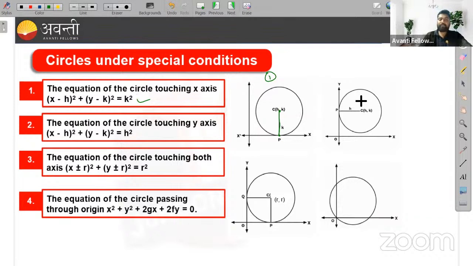Simple. Similarly, if the circle touches the y axis, then the radius will be the x coordinate, because to reach this point I need to move on the x axis from P to C, h length. Then the radius becomes h. Then the equation of the circle will be x minus h square plus y minus k square is equal to h square. The other two conditions we'll discuss in the next class.